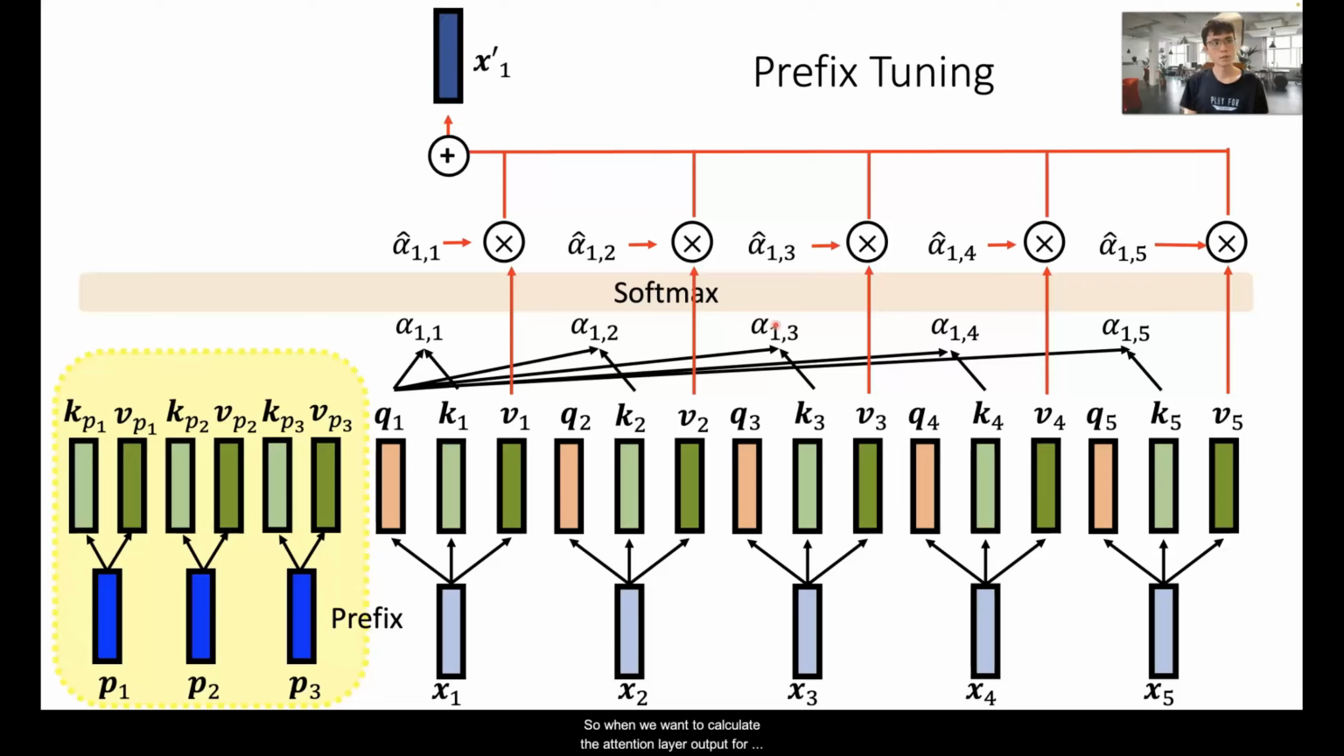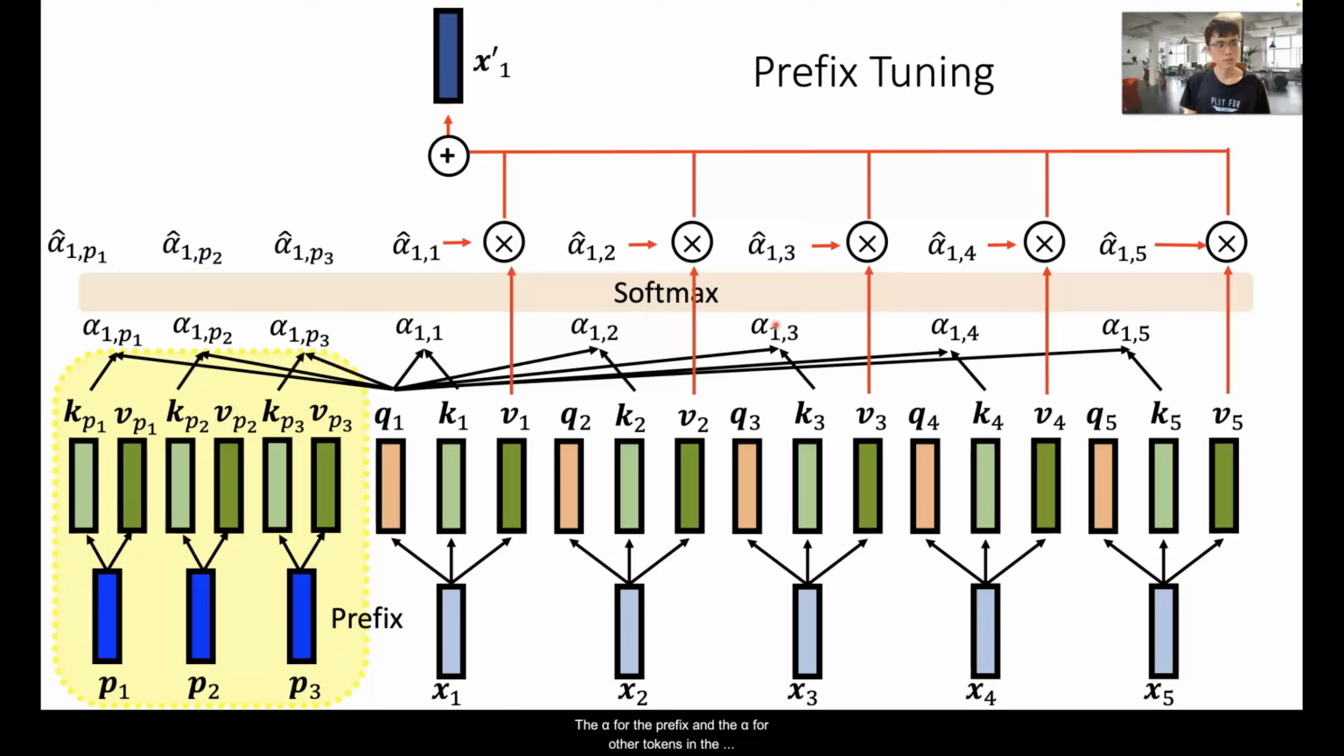So when we want to calculate the attention layer output for the first token, x1, we not only need to query the other tokens x of the other positions, as we do in standard self-attention, we also need to query the prefix. That is, we use the query vector of token 1 to query the key vector of the first prefix to obtain alpha 1,p1, and use q1 to query the key of p2 to obtain alpha 1,p2. And so on. The alphas for the prefix and the alphas for the other tokens in the sequence will pass through a softmax layer to get a normalized version, alpha hat.